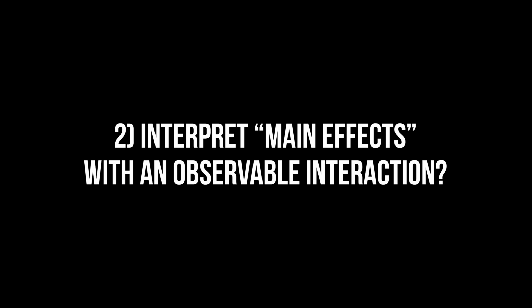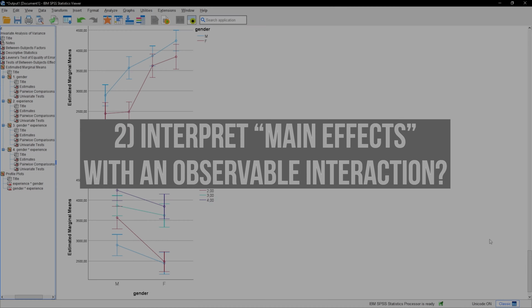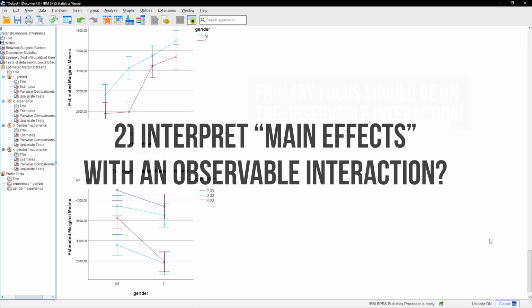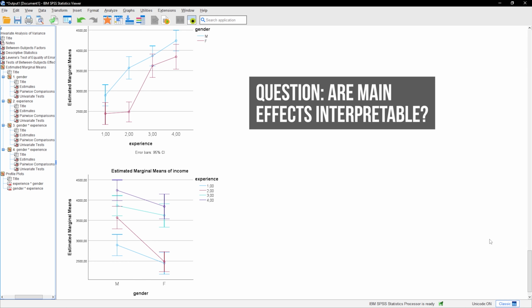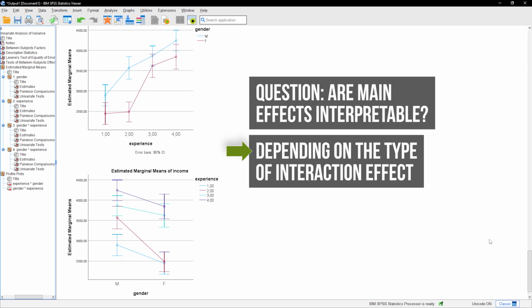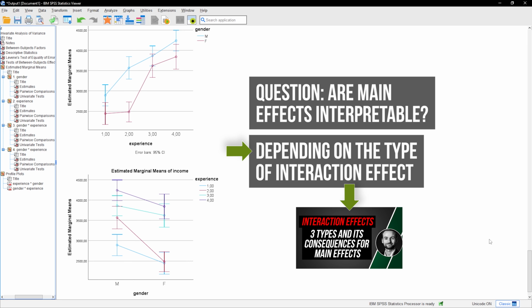Finally, let's briefly discuss the main effects when an interaction is present. The general rule is, if an interaction exists, it is of primary interest. However, there may still be interpretable main effects. These can be interpreted globally, at least to some extent, when the interaction is either ordinal or hybrid. I have linked a more detailed video on interaction types, so I will only cover the basics here.